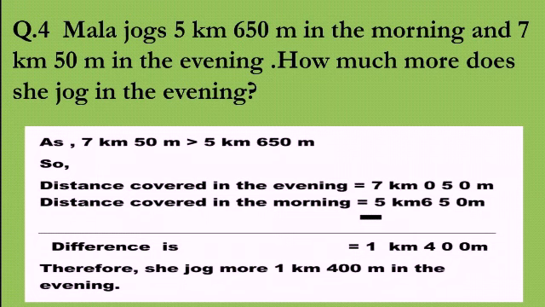Now we have to arrange the numbers in proper columns and subtract. After subtraction I have got 1 kilometer 400 meter. I have not shown the borrowing here, but you can solve it. So the difference is 1 kilometer 400 meter. Therefore she jogged 1 kilometer 400 meter more in the evening.